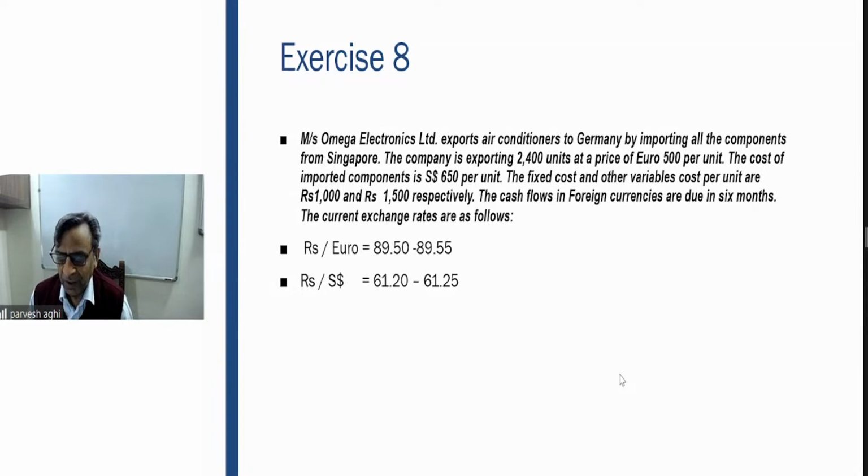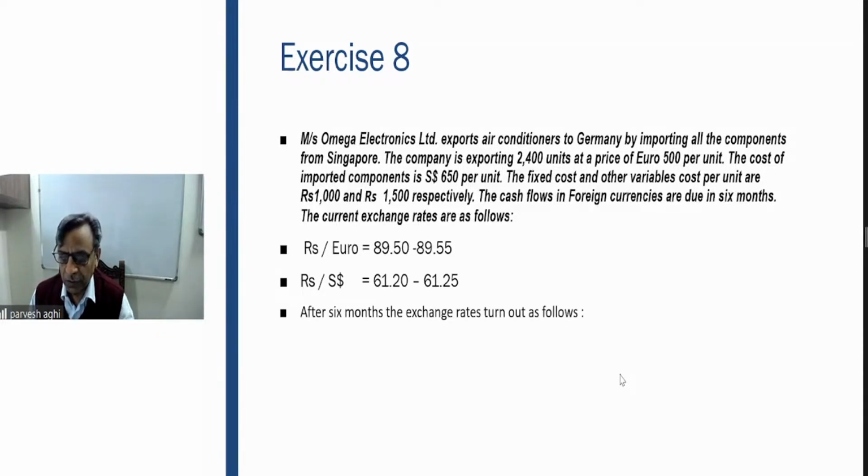So this was the rate at the time when he made the exports. When he's selling goods abroad in euros, that means he's going to get his money, so he has to look for the bid rate, rupee to euro. Similarly, rupee to Singapore dollar, since he's going to spend money, he will be looking at the ask rate for making the payment. Okay, so just to tell you that.